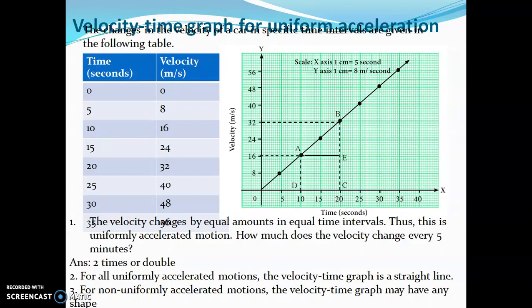Next, velocity time graph for uniform acceleration. The changes in the velocity of a car in specific time intervals are given in the following table. So here the time in seconds is 0, 5, 10, 15, 20, and velocity in meter per second is 0, 8, 16, 24, 32. Now see here, 8, 16, 24, 32, means 8 is stable. That means the velocity is changing uniformly.